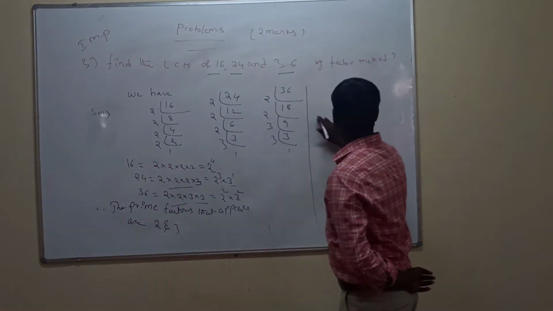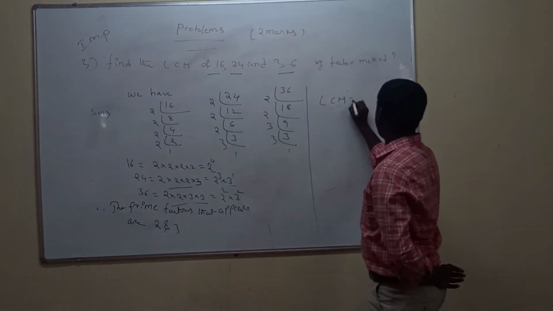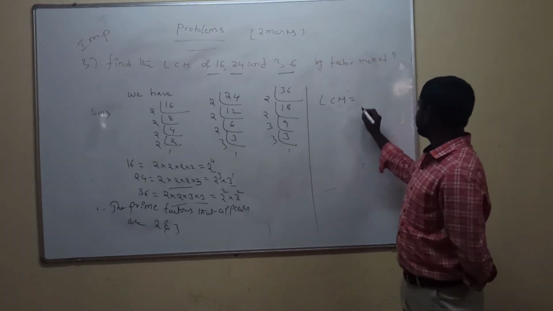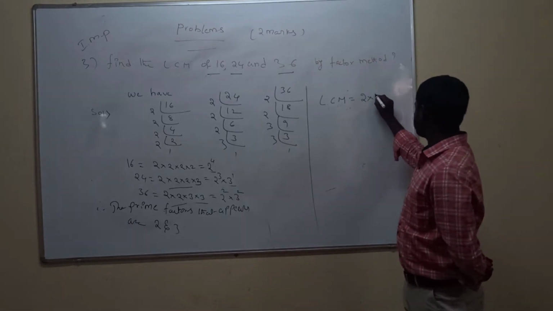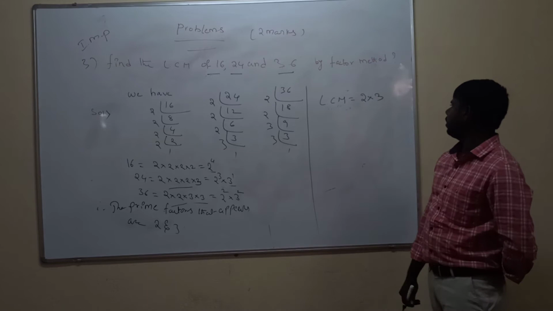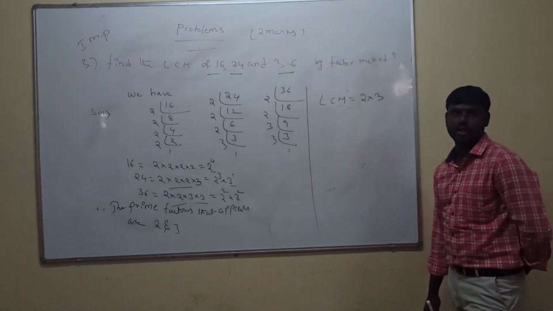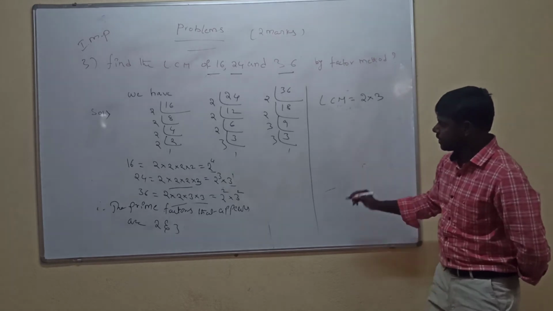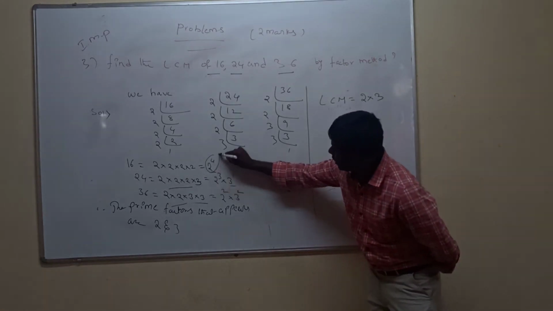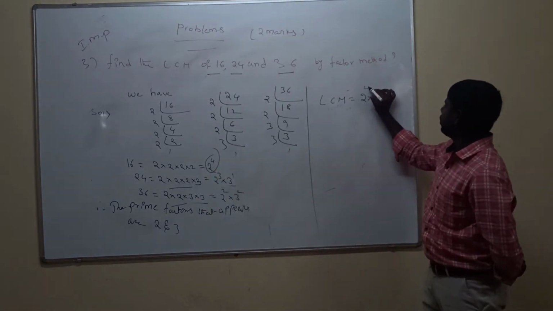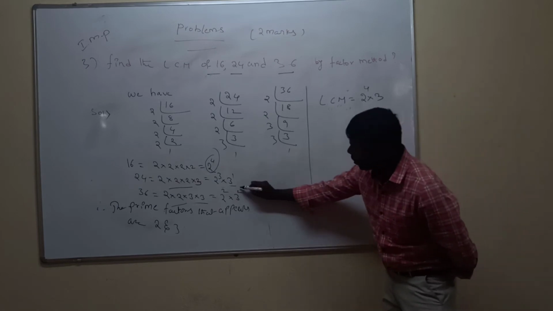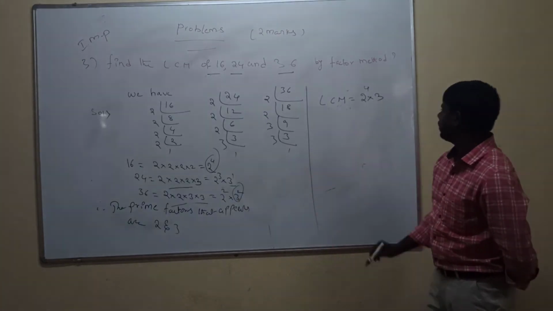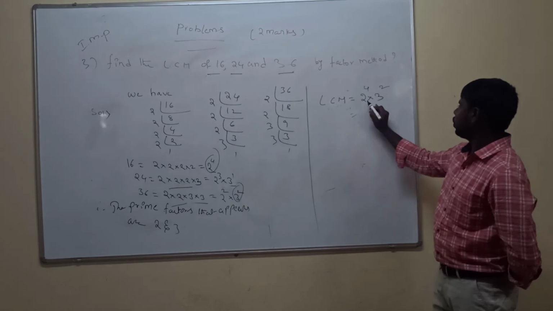Then the LCM is the product of the highest power of all the factors. Two numbers appeared, 2 and 3. For 2, what is the highest power? 4, so 2 to the power of 4. For 3, what is the highest power? 3 squared.